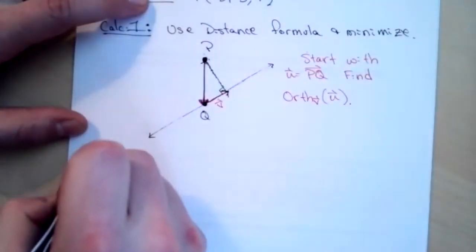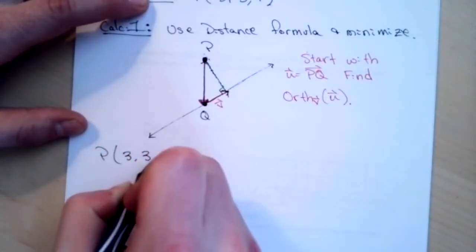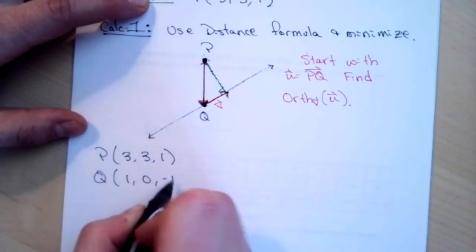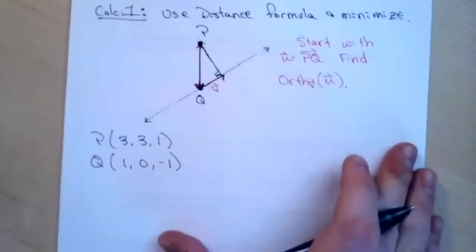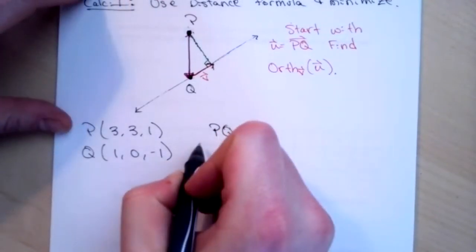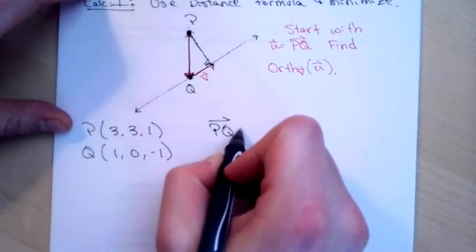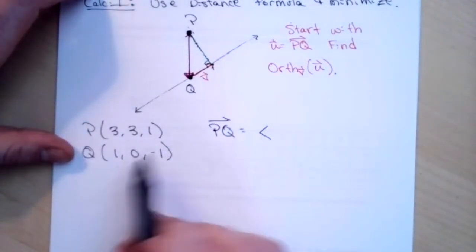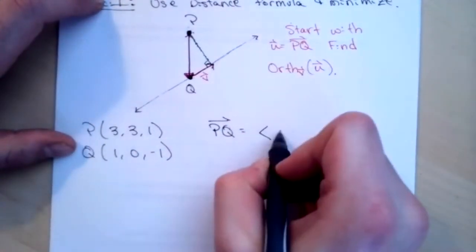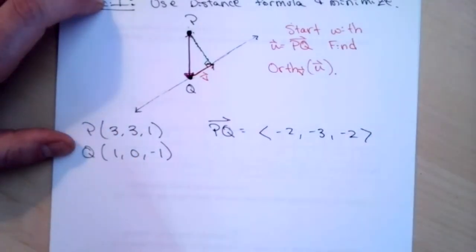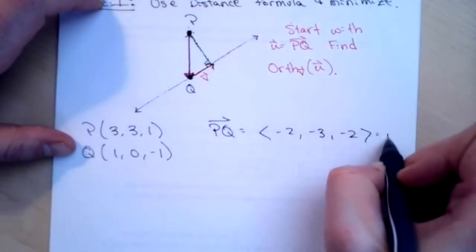So if we have our P as (3, 3, 1) and our Q, let's take Q as (1, 0, -1). These numbers may not work out since I've kind of made up this example. Our PQ, we want to go P to Q, so let's do Q minus P. We've got (-2, -3, -2). And let's also call this our U.